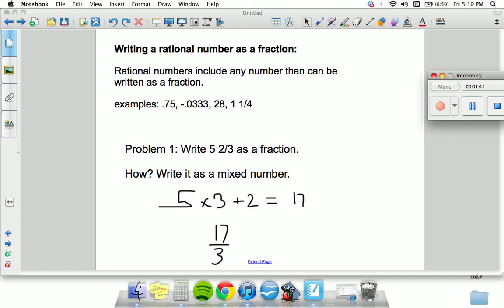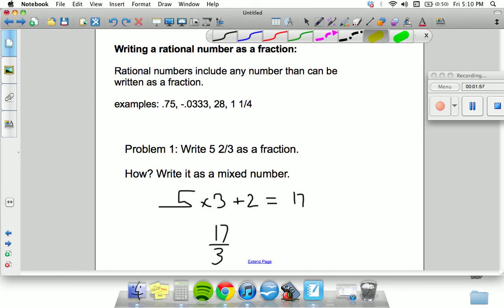Alright, one of the skills you're going to need to know today is writing a rational number as a fraction. A rational number, as we learned a second ago, is any number that can be written as a fraction. So we're going to learn how to write these rational numbers as fractions. Examples that you will be working with today are things like 0.75, 75 hundredths, negative 0.0333, 28, and 1 1/4.